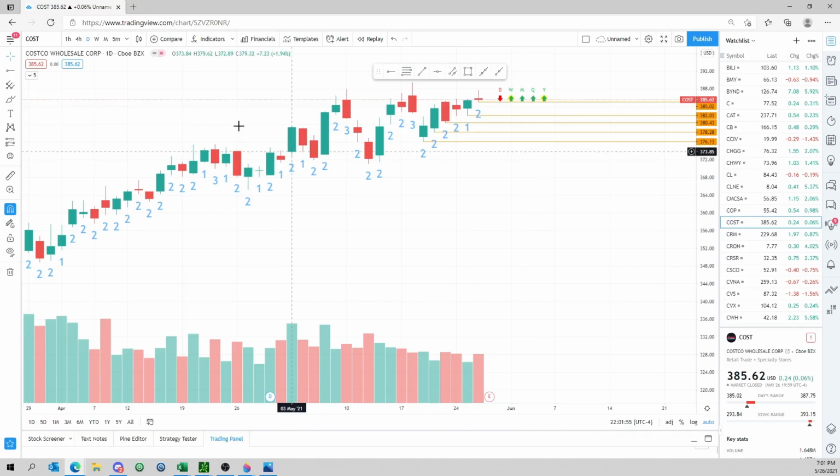So if you wanted to look to short Costco tomorrow, entry 385.02. There's your pivots. You know, it almost looks like a decent play. How do you set up ADR?